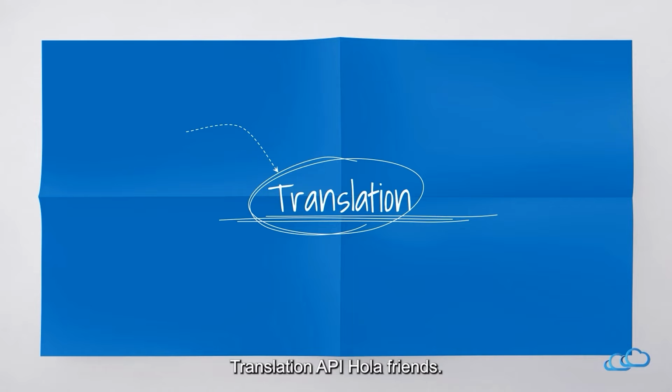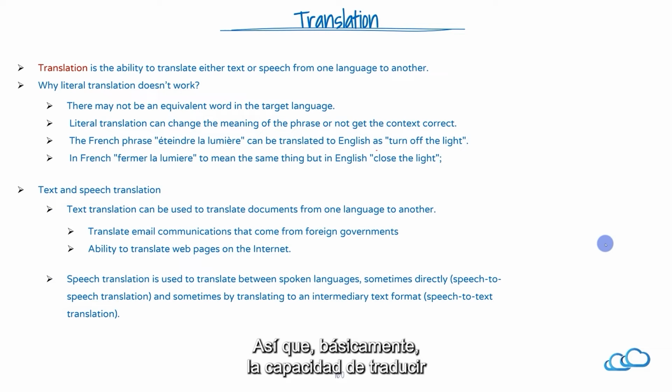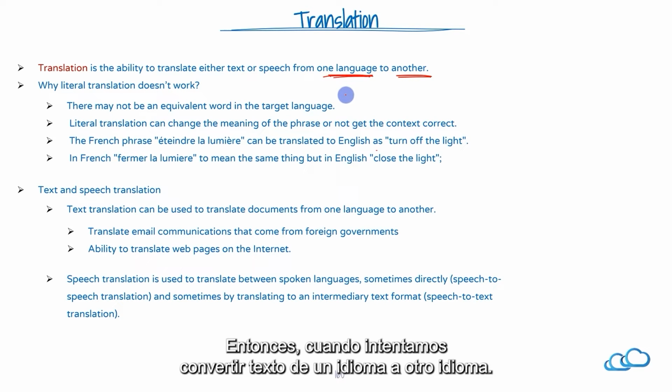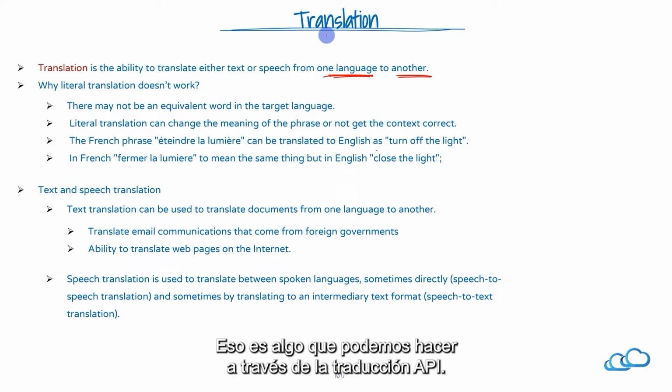Hello friends, welcome back, and in this lesson we are going to talk about translation API, which is another very interesting cognitive service API. So what is translation? So basically it is the ability to translate either the text or the speech from one language into another language. So when we try to convert text from one language into another language, or if you're speaking in some language and you want to convert that into another language, that is something we can do through Translation API.